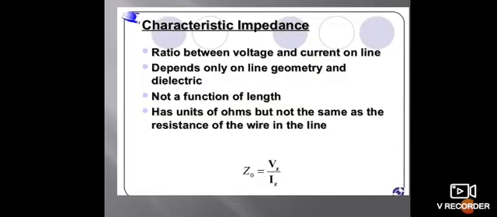Under that, the first one is characteristic impedance. So what does characteristic impedance mean? It is the ratio of voltage and current on the line. That is, it can be defined as the ratio of voltage to the current at the input of an infinite line.